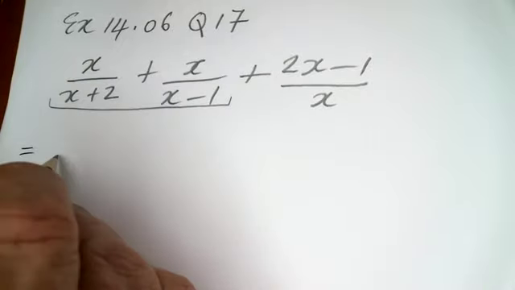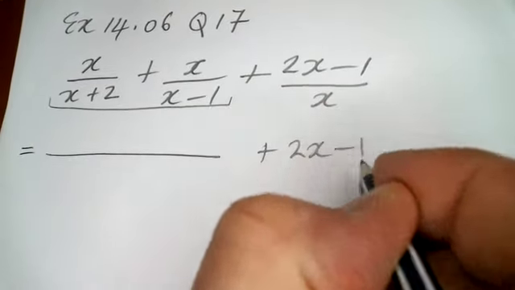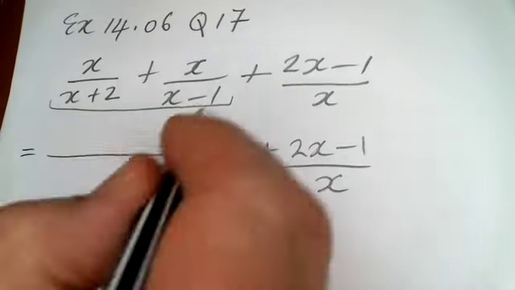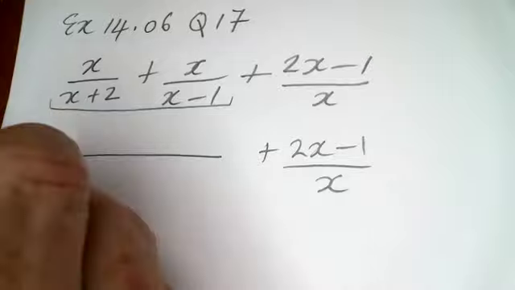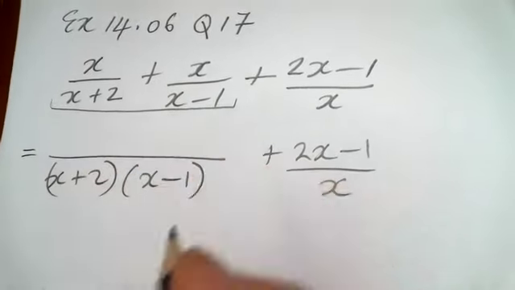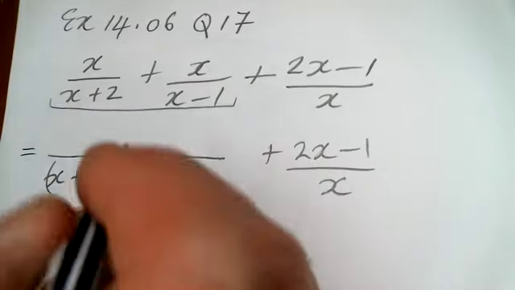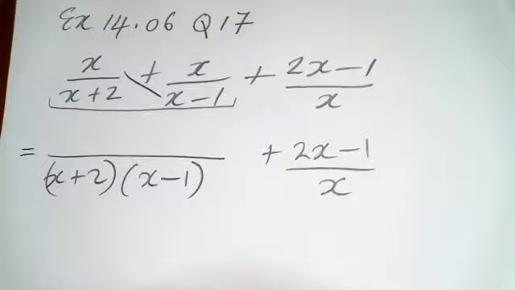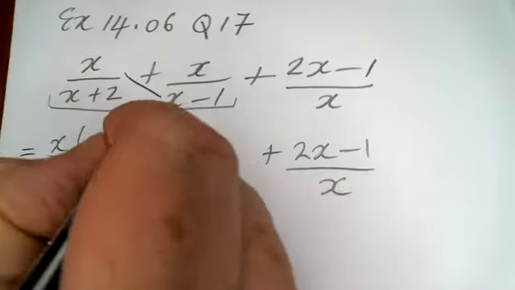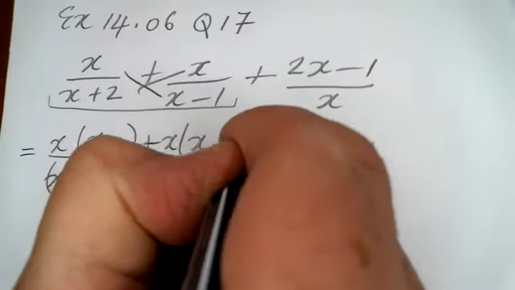First thing, long vinculum, and we're going to add this. I'll just put in 2x minus 1 over x straight away, but we're not going to do anything about it until we've completed this part here. So we've got x plus 2 times x minus 1, a simple quadratic to expand. We'll do that shortly. In the meantime, we've got an x times x minus 1, plus an x times x plus 2.